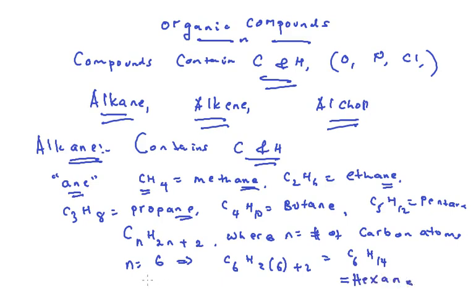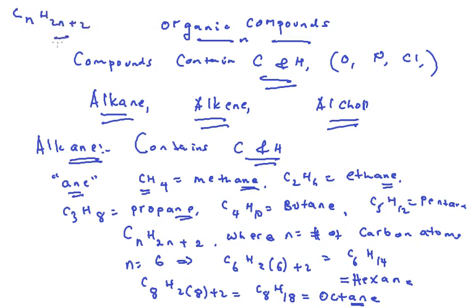If you have 7 or 8, 8 is the most common number in chemistry. So how many hydrogen atoms would be associated with 8? C8H, 2 times 8 plus 2, which gives you C8H18. For 8, think of octet. You remember the octet rule, I believe. So the name is going to be octane. Remember, this is the alkane family, and all alkanes follow the rule CnH2n+2. That's very important to remember.